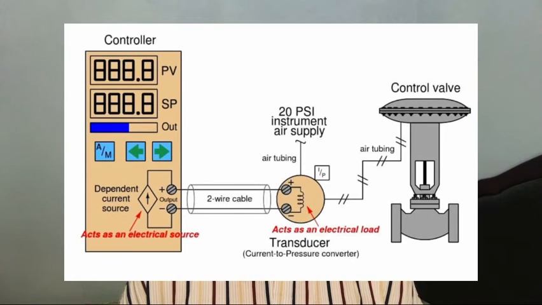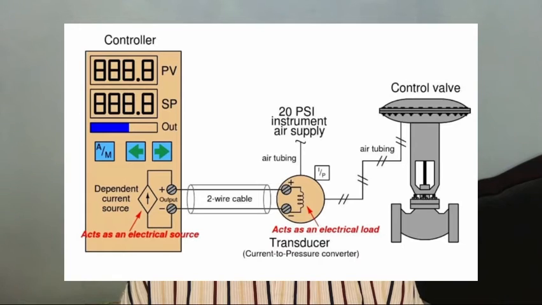Inside the controller, a dependent current source provides the 4 to 20 milliamperes DC current signal to the I2P transducer. Like all current sources, its purpose is to maintain current in the loop circuit regardless of circuit resistance or any external voltage sources. Unlike a constant current source, a dependent current source, represented by a diamond shape instead of a circle shape, varies its current value according to some external stimulus.